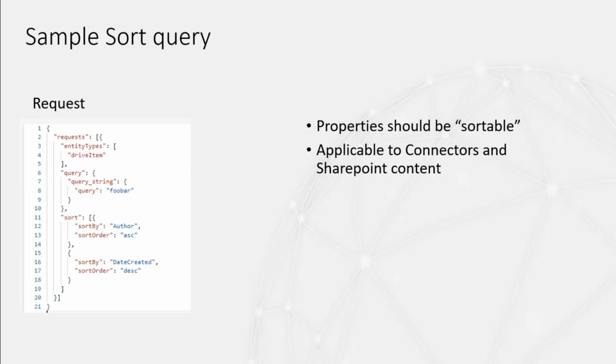So here on the request side, you can see that in the sort clause, you can sort on multiple properties. So here I'm sorting by author, ascending. So this is an alphabetical ascending, and sort by date created. So I have the ability to specify multiple properties where I want to sort. The underlying assumption here is that the property is sortable. So either in the connectors world or in the SharePoint world, the property has to be sortable. So this is for sort.